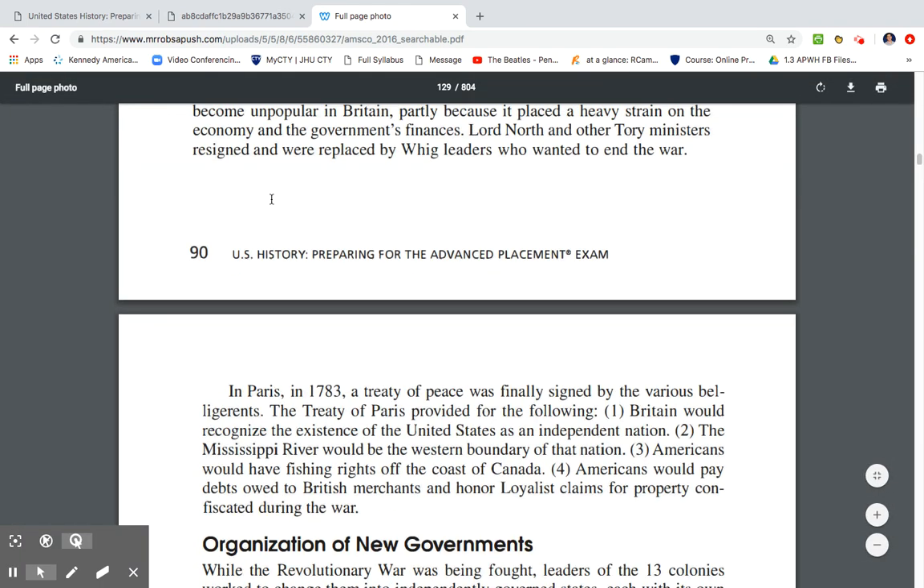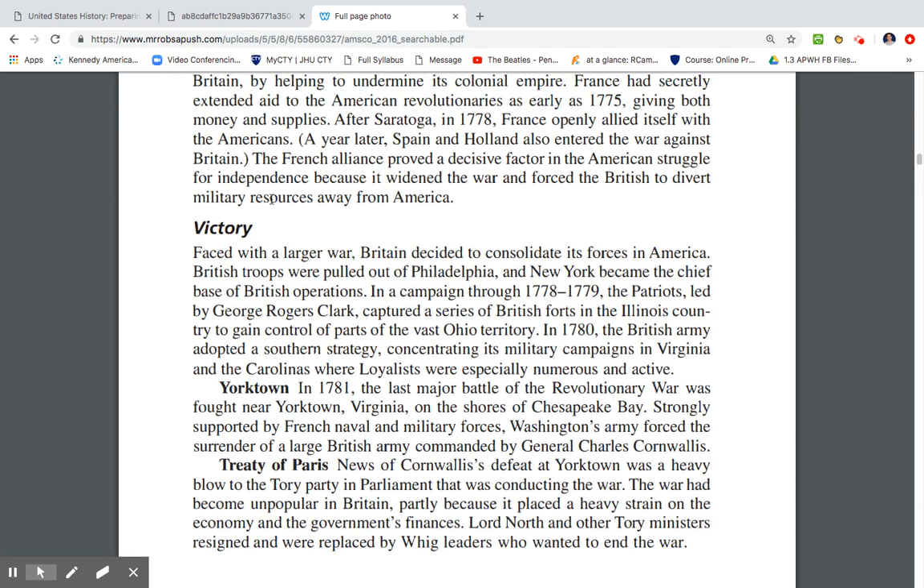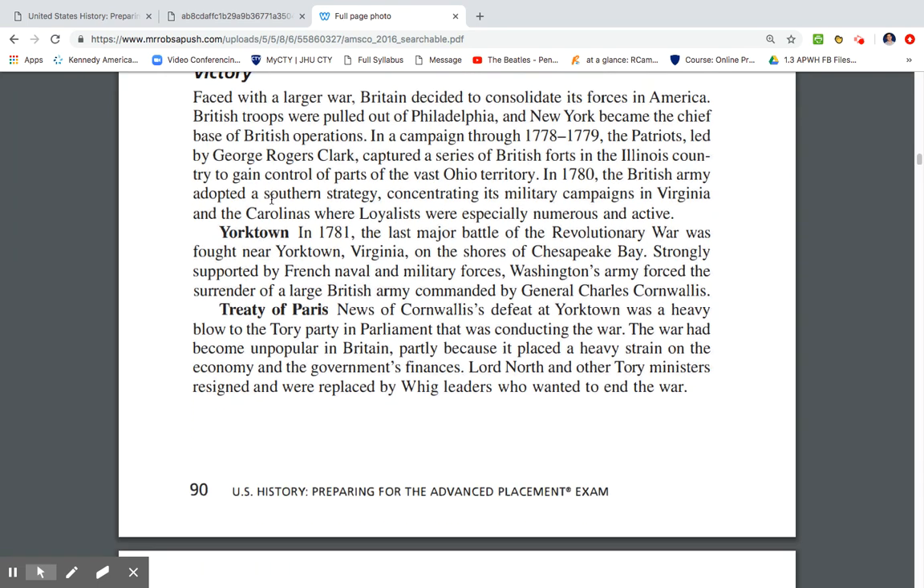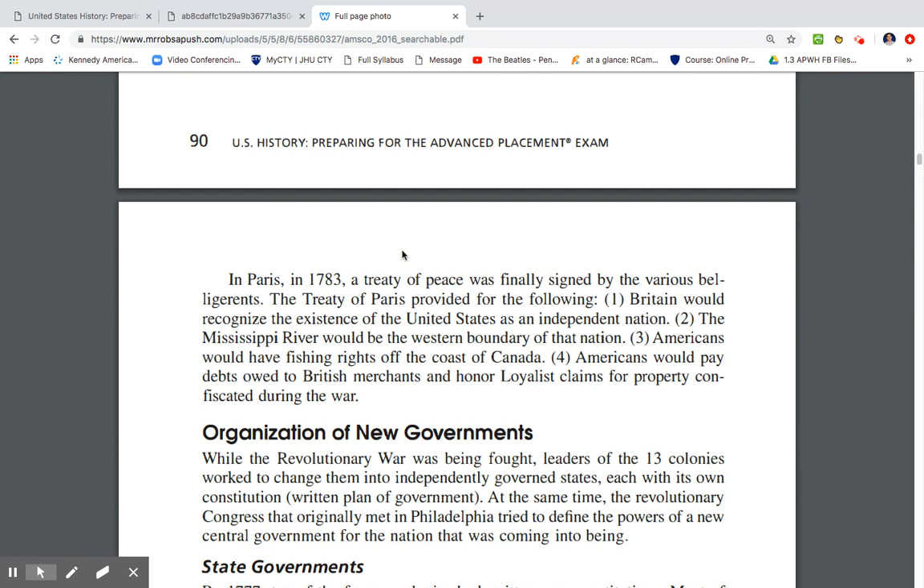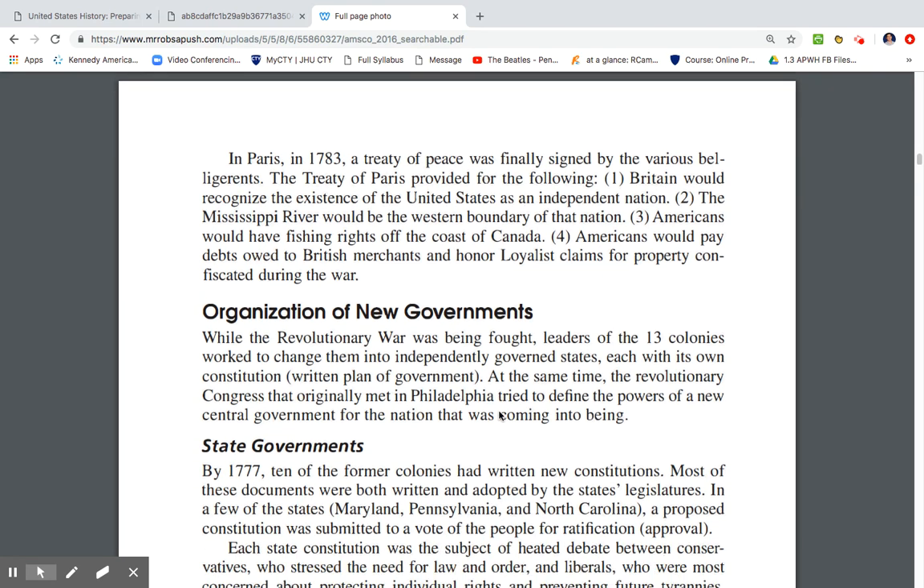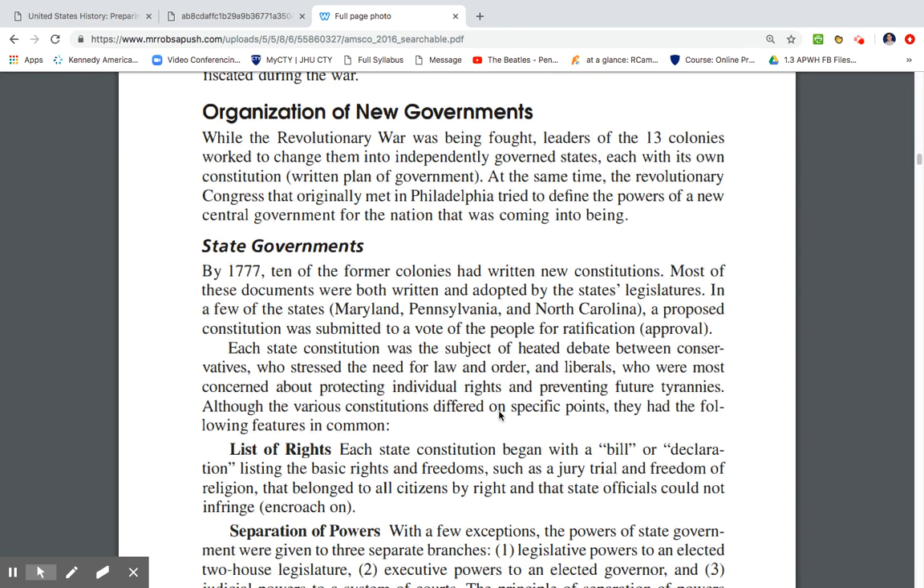All in all, what you understand is these battles right here, Yorktown, is significant because it's leading to the downfall of Great Britain. Treaty of Paris is signed, and with that Treaty of Paris, America is given our independence. However, the borders were set up, and at the same time, we need to pay Britain for that war because of those damages. Organization of new governments.